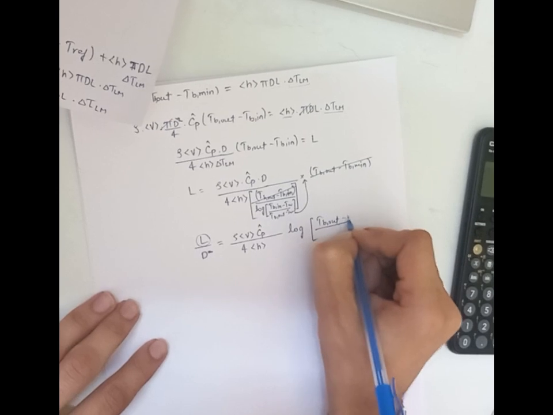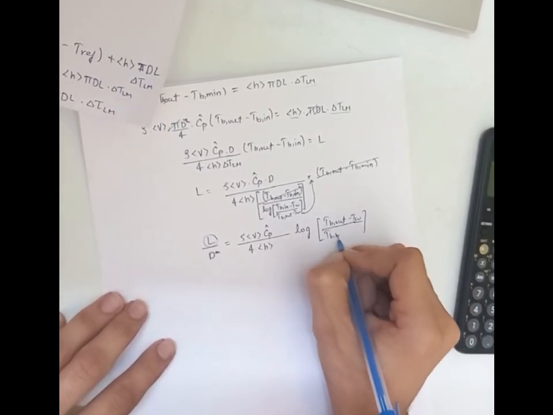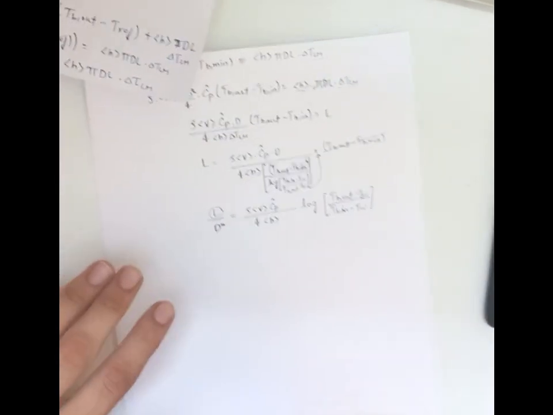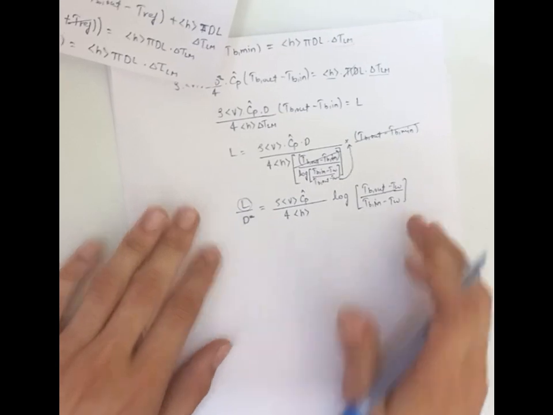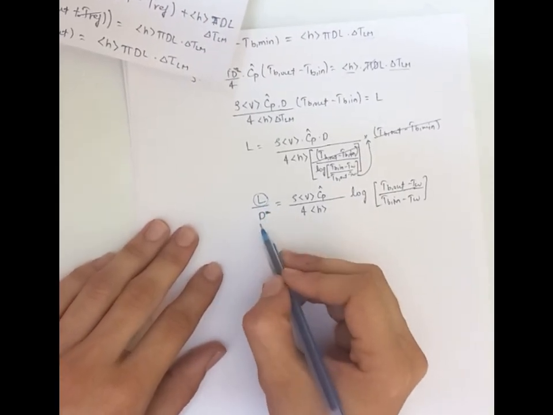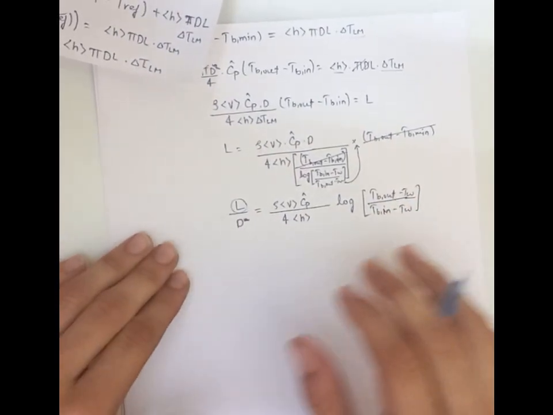be TB out minus TW and TB in minus TW. Okay, so now we have finalized the equation. We need to find out L. The main thing is L. We know D. We know most of the terms, and now we need to proceed with the question.